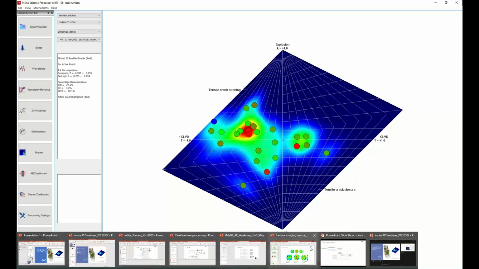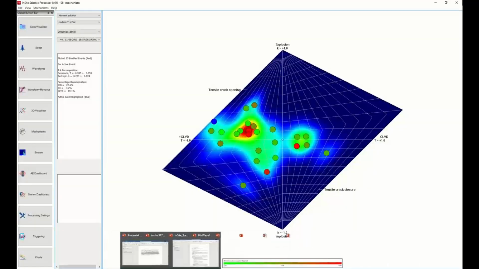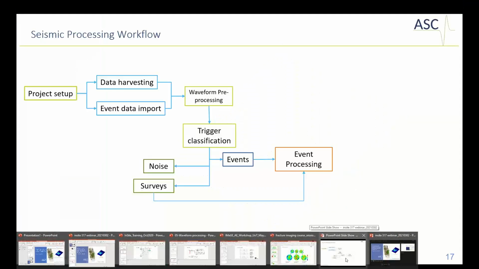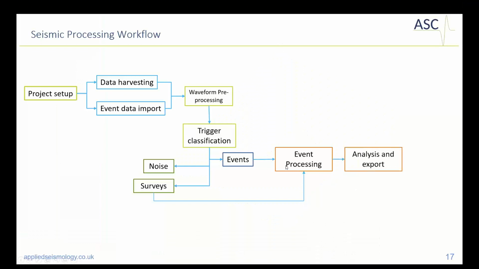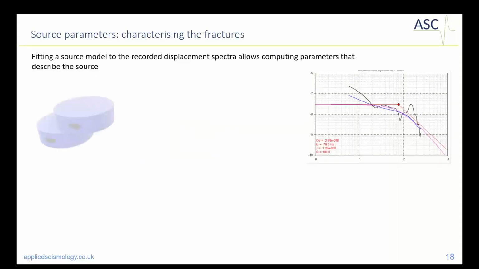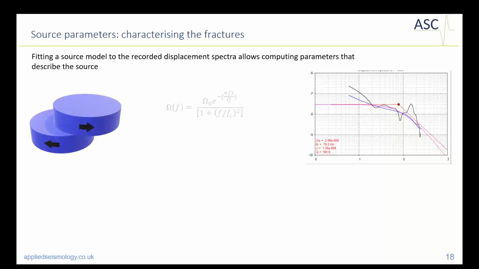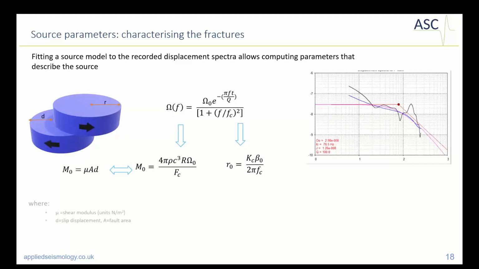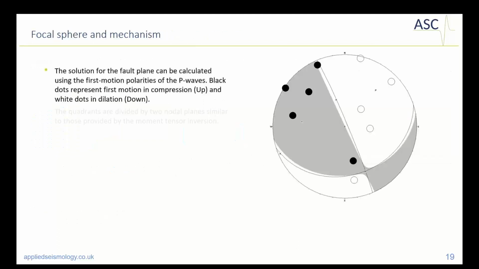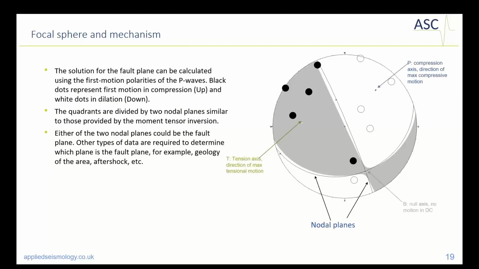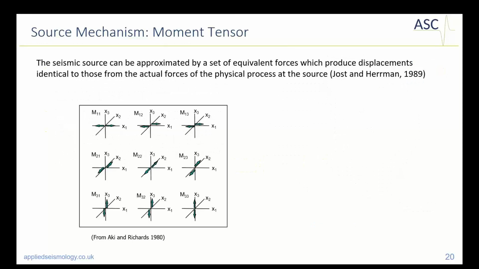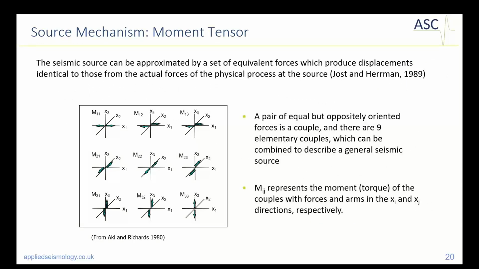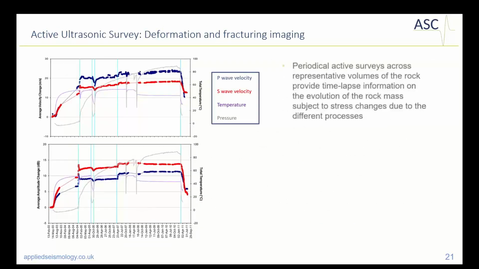And I'm conscious of the time I'm taking, so I'm going to skip some steps here, and basically this is how source parameters are calculated. This is just general theory. This is explaining what I have already explained about the source mechanism and moment tensor.